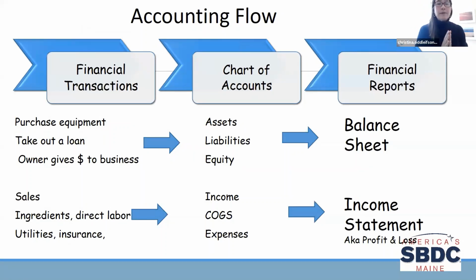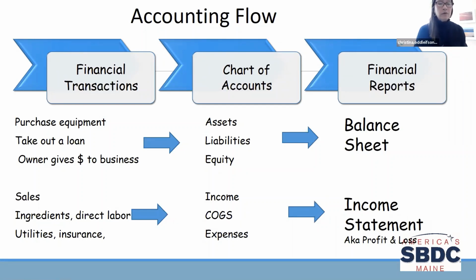So I want to talk about the accounting flow. This is something that we all deal with every day. Things happen in your business that you have to record. Those are called financial transactions. So for example, if you go out and purchase some equipment for your business, you would categorize that using an asset type account from the chart of accounts.